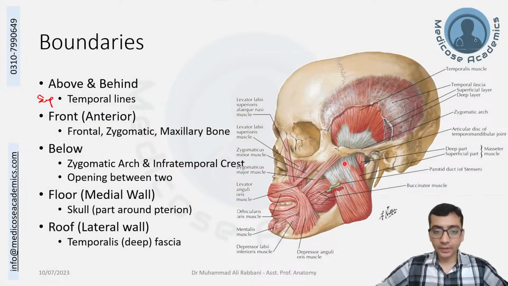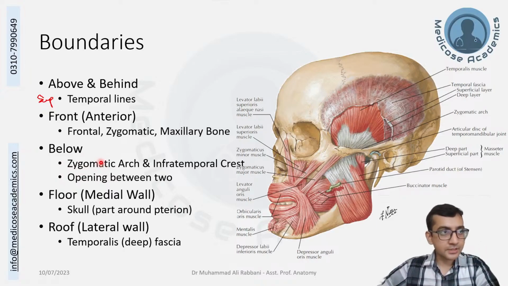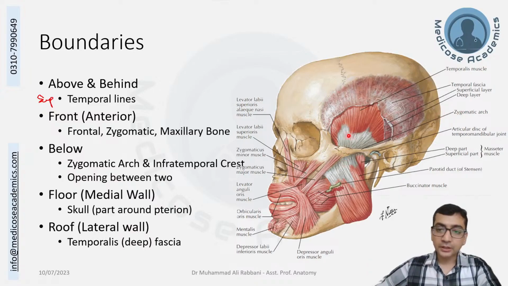Okay, so inferiorly, below, the zygomatic arch on the lateral aspect, the infratemporal crest on the medial aspect, and an opening between the two that makes the direct communication between the two fossae, and that is the opening through which the temporalis muscle is coming down to get attached to the coronoid process.